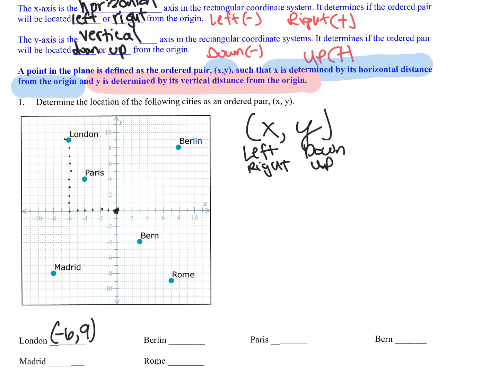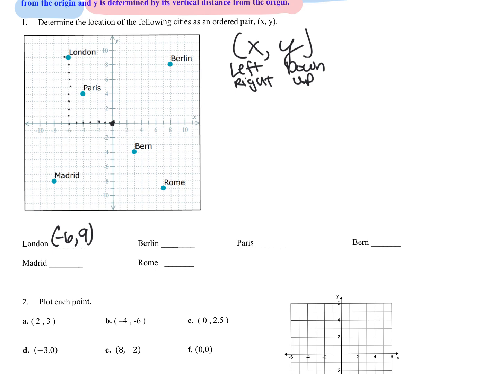So I want to give you a moment to try to fill in the rest. All right, I'm going to go ahead and fill in the rest of these. So for Berlin, I got to the right 3 and down 4. So 3, comma, -4. For Paris, I went to the left 4 and then up 4, so I got -4, 4. For Bern, I went to the right 3 and I went down 4, so I got 3, -4. Madrid, I went to the left 8 and I went down 8, so I ended up with -8, -8. And then for Rome, I went to the right 7 and down 9.